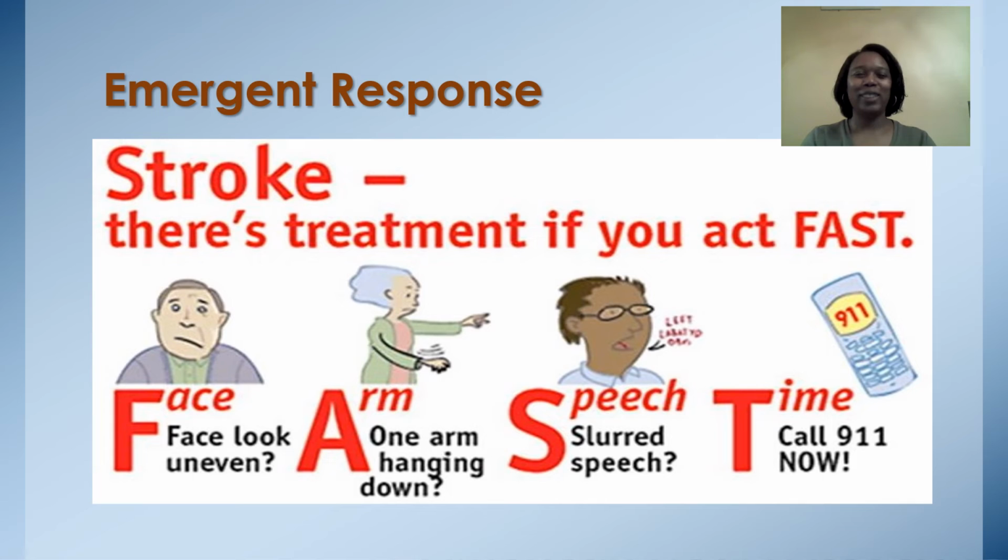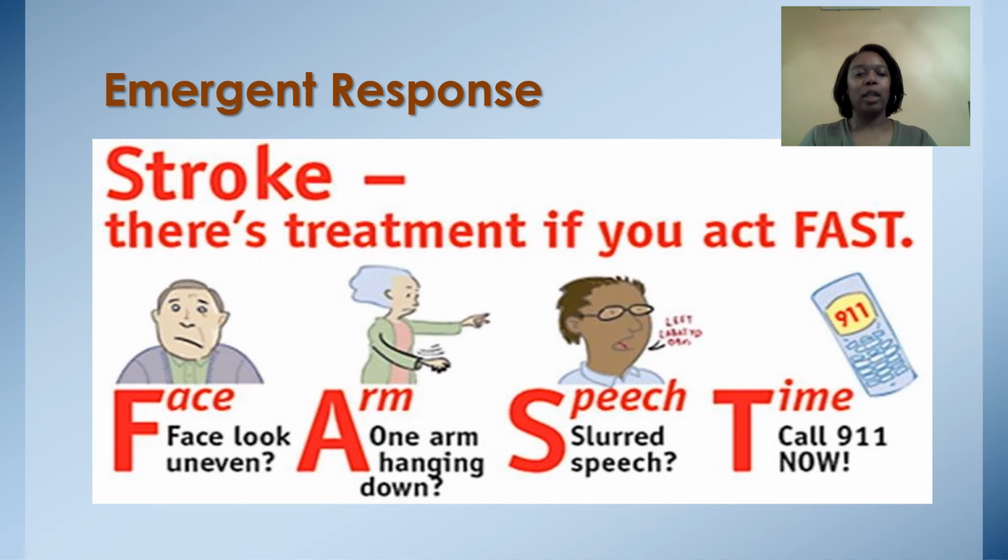Emergent response, stroke. There's treatment if you act fast. So this is an acronym, FAST, which gives us a reminder of the things that are vitally important for a stroke patient or a patient suspected of having a stroke, and helps us to do a very quick assessment.